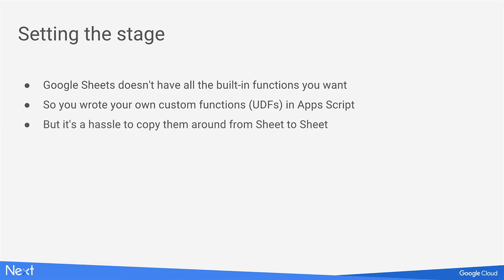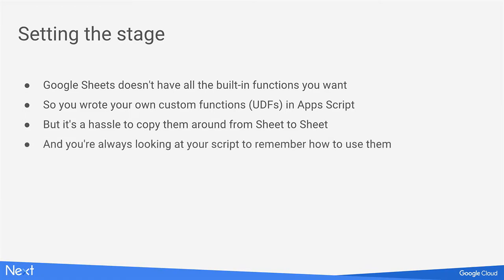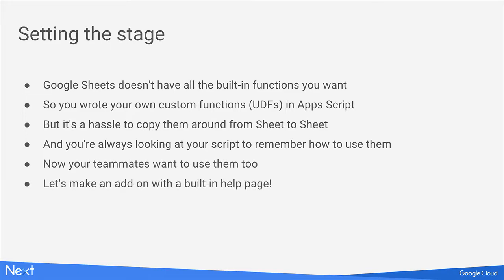But then it's a bit of a hassle to copy these around from sheet to sheet. You keep having to look back at your script to remember which ones you wrote. And now your teammates are asking to use these functions too. How do we solve this problem? Let's write an add-on. And to make things a little more interesting, let's add some built-in help.